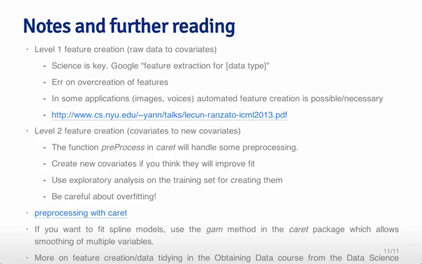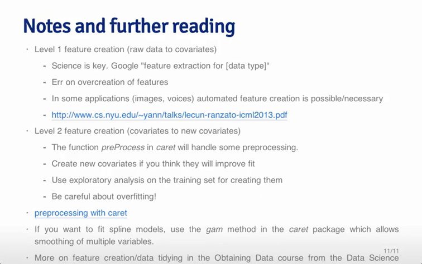Level 2 feature creation, covariates to new covariates, can be done a lot with the preprocessing components of the Caret package. You can create new covariates using basically any of the functions in R if they make sense to you. The key is, again, making lots of plots and doing exploratory analysis to see where the connections between the predictors and the outcome are. You can create new covariates if you think they will improve fit. Again, you can err on the side of overcreation of features, but sometimes features are just nonsensical and you shouldn't create them. Be careful about overfitting, in the sense that if you create lots of features that are particularly good for just your training set, they may not work well in the test set.